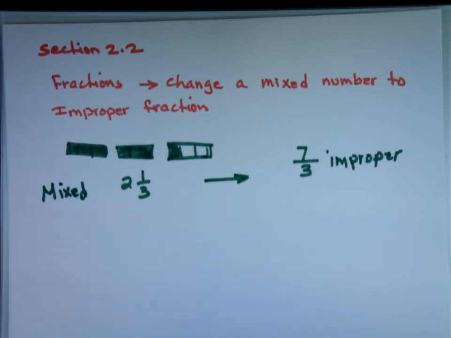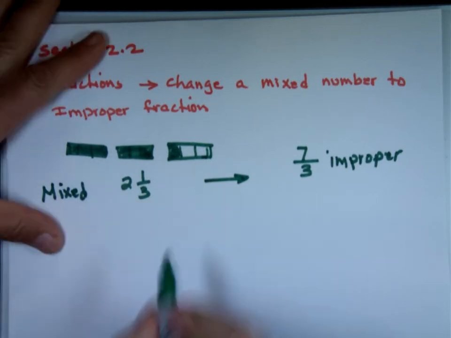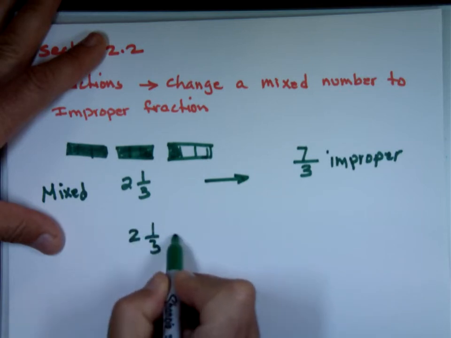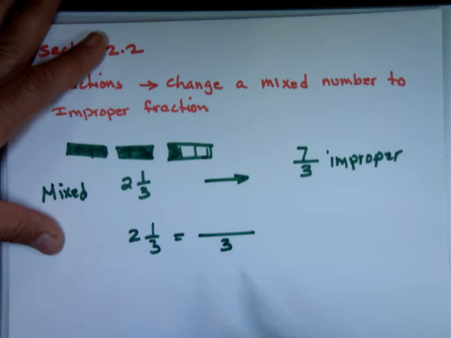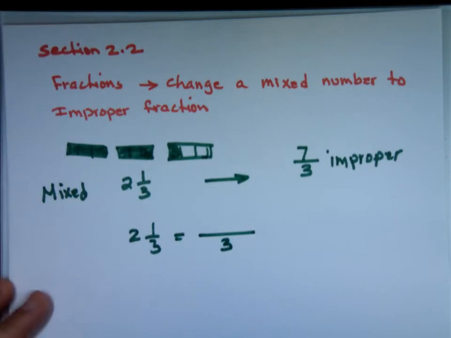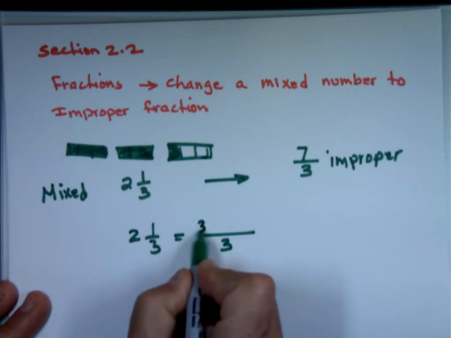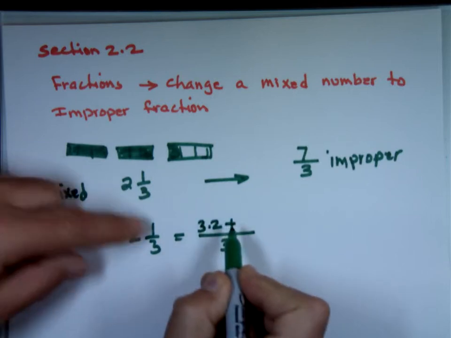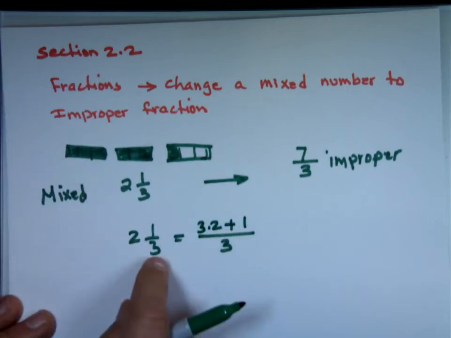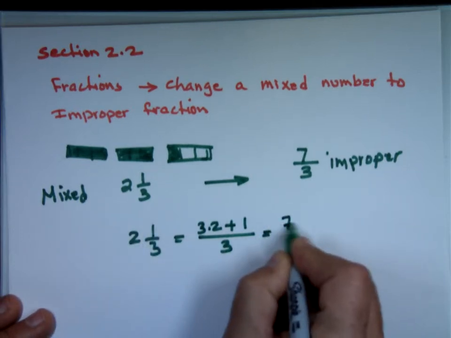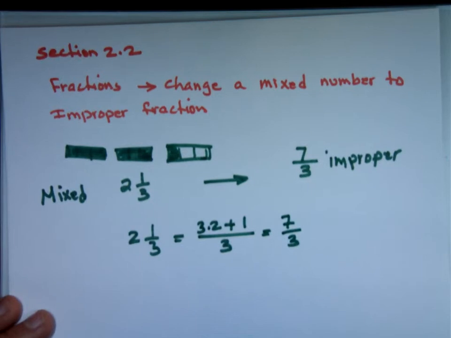And the math is really easy. The bottom stays the same. Notice we're going to take that number 2 and 1/3. We're going to change it. The bottom stays the same, 3. The top is going to be 3 times 2 or 2 times 3 plus this number. 3 times 2, 6 plus the 1, which is what? 7/3. That's how we change them.